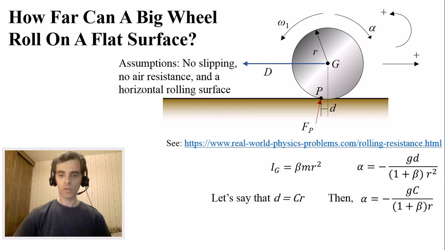So we substitute small d equal to c times r into this equation for alpha, and we get alpha is equal to negative g times c divided by (1 plus beta) times r.